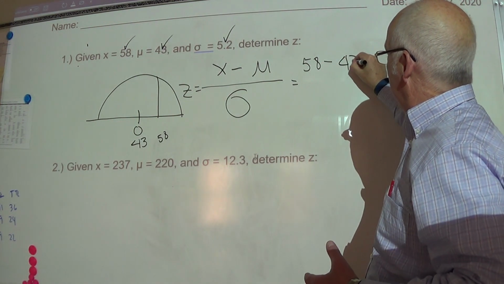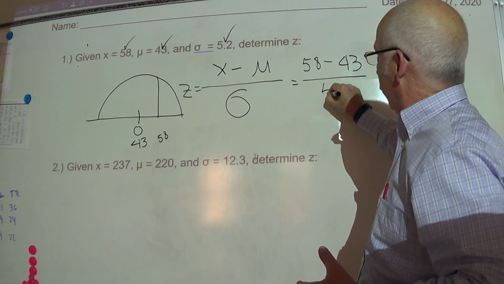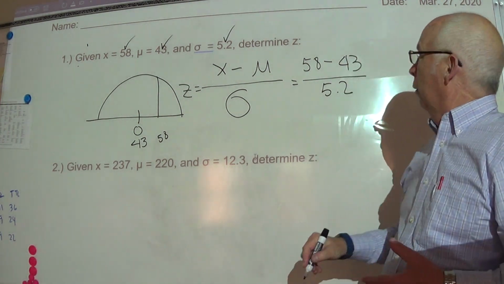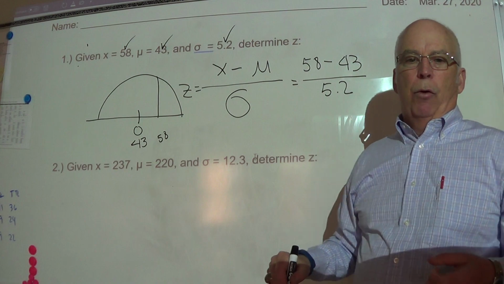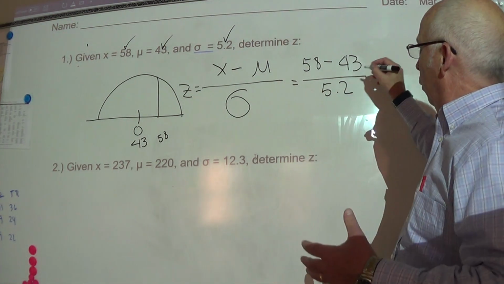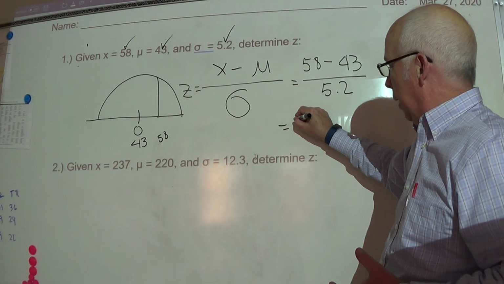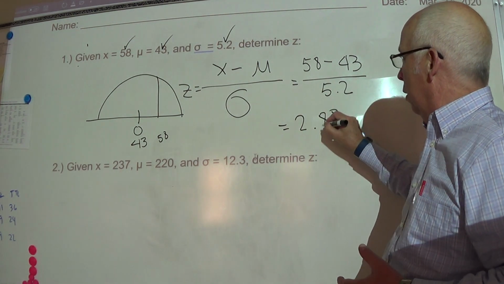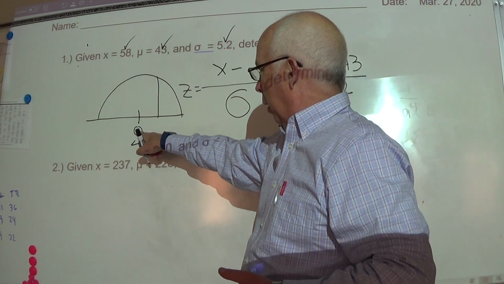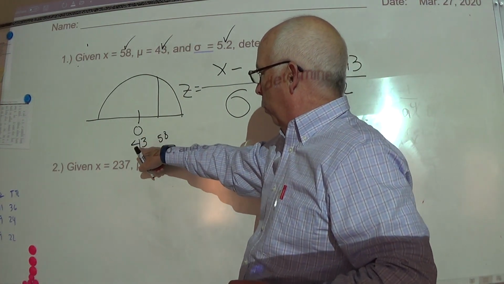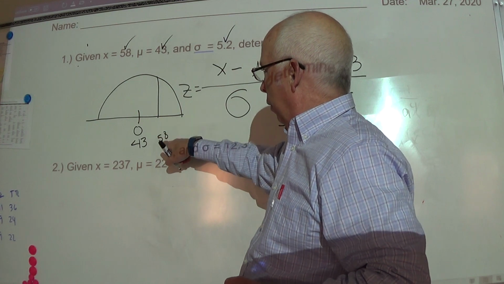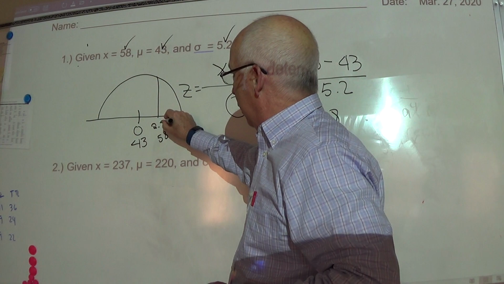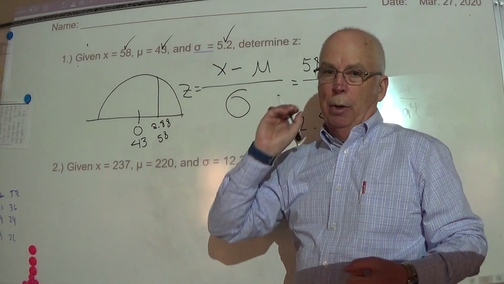Minus 43 over 5.2. All right? So 58 minus the 43 over the 5.2, and we do all the math in your TI-83 or 84, you're going to come up with a value of 2.88. So in this case, with a mean of 43, with an X value of 58, that is 2.88 standard deviations above the mean.